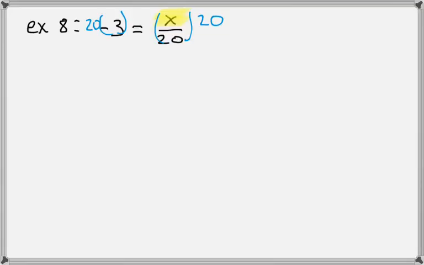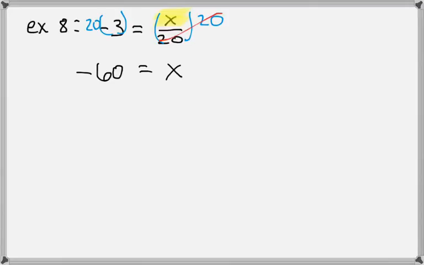On the left, that is going to give us a negative 60. And on the right, we have a 20 divided by a 20 that divides to equal 1, which cancels out, leaving us with just our x. So we arrived at our final answer of x equals a negative 60. Okay, so that's enough examples of one-step equations.